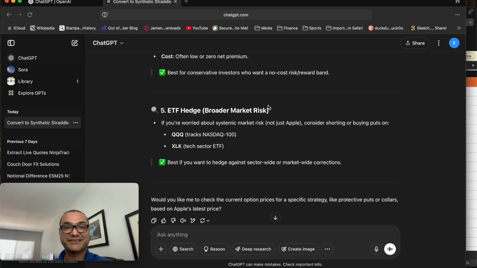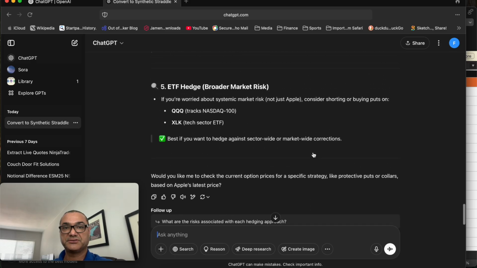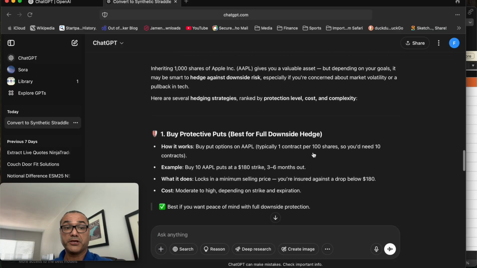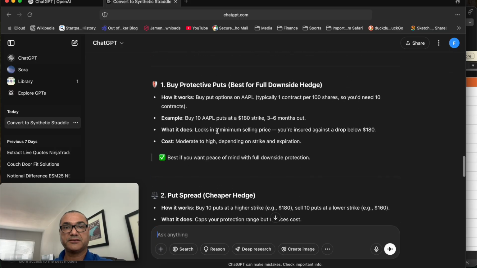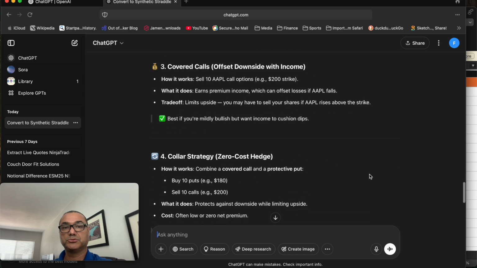ETF hedge. Look at this. This is interesting. Broader market risk. If you're worried about systemic risk, not just Apple, consider shorting or buying puts on QQQ or XLK, the tech sector ETF. All right. I have to say, as far as this is concerned, it's pretty good. I would not do one. That's for sure. I might do number two.